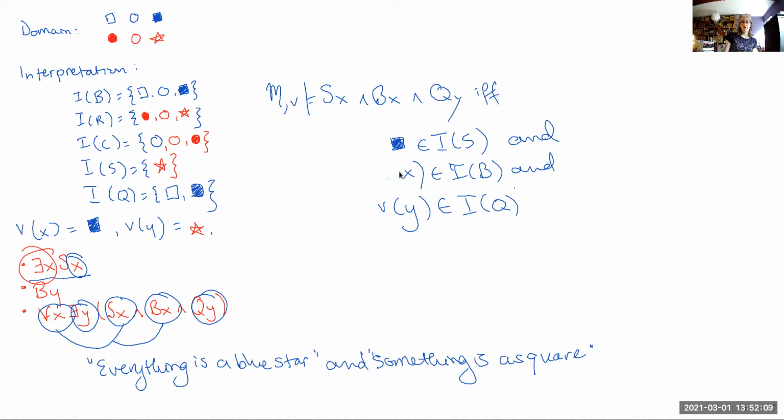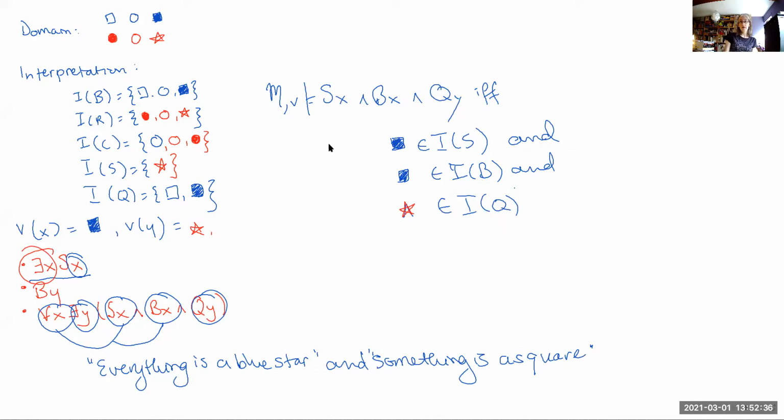And then we have that the filled blue square is in the interpretation of B. And now what does V assign to Y? It assigns the red square. Sorry, not red square, red star. This last one says that the red star is in the interpretation of Q.